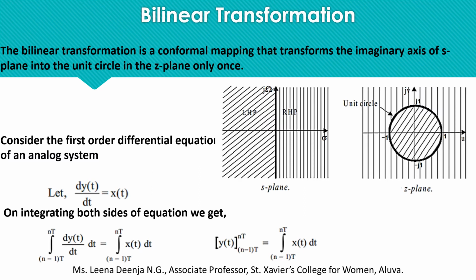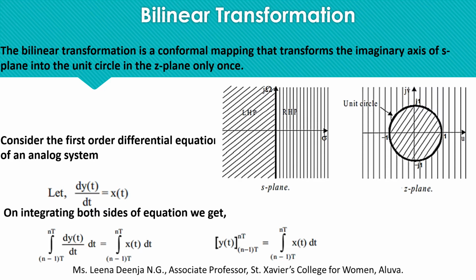The bilinear transformation is a conformal mapping that transforms the imaginary axis of the S-plane into the unit circle in the Z-plane only once. In this mapping, all points in the left half of the S-plane are mapped inside the unit circle in the Z-plane, and all points in the right side of the S-plane are mapped outside the unit circle in the Z-plane. The bilinear transformation can be linked to the trapezoidal formula for numerical integration.